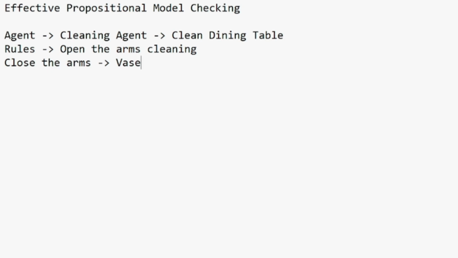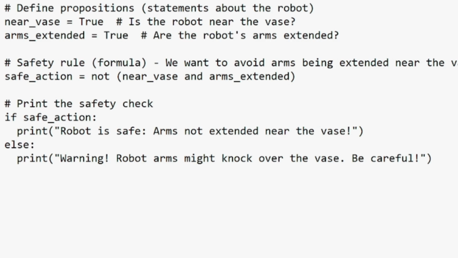Now here we are going to discuss one program, class proportion.py. Let me explain the program, then we can navigate to the program. What are the proposition statements from the robot? Near vase: if it is true, it works with if it is true or false. Arms extended or not, true or false.